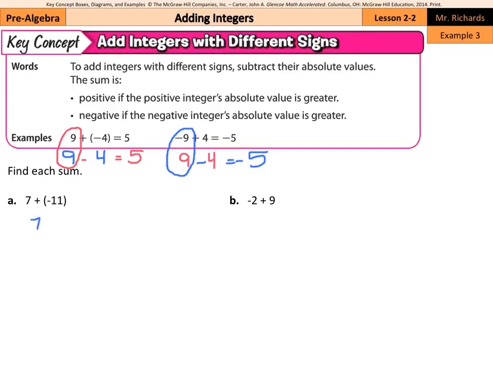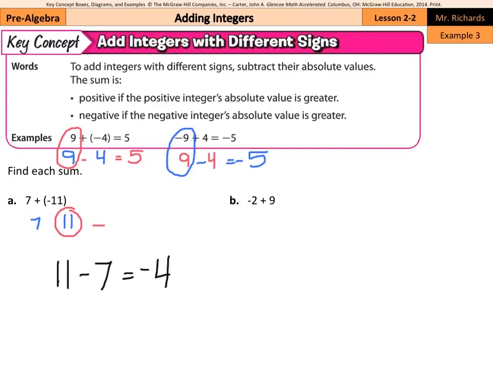First, we have: the absolute value of 7 is 7. The absolute value of minus 11 is positive 11, which is larger than 7. So our answer is going to be negative. When we subtract 7 from 11, we get 4, and our answer is going to be minus 4.